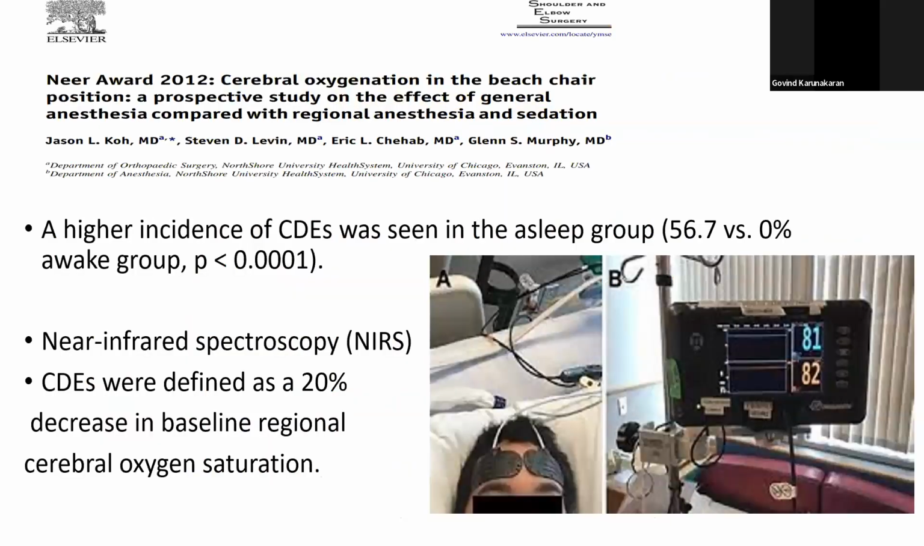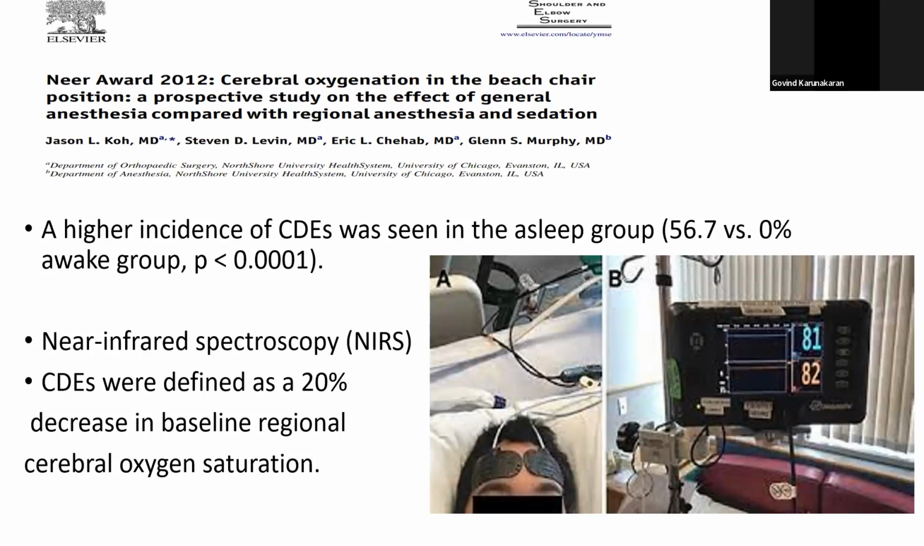And this was a study done by Ko et al., which showed a higher incidence of cerebral desaturation events, CDEs, in the patients who underwent general anesthesia versus the ones who underwent regional anesthesia. And it is always preferable to do an interscalene block or regional anesthesia in case of a Beecher position. And always, especially in cases of a high-risk patient, it is recommended to undergo near infrared spectroscopy monitoring during the intraoperative period, which will tell us the incidence of CDEs.